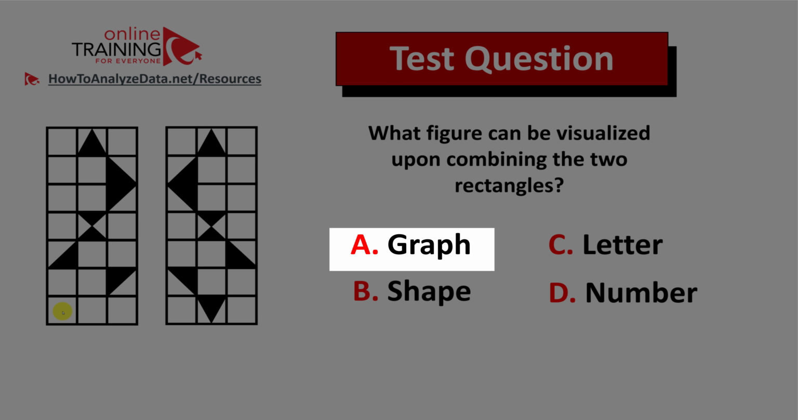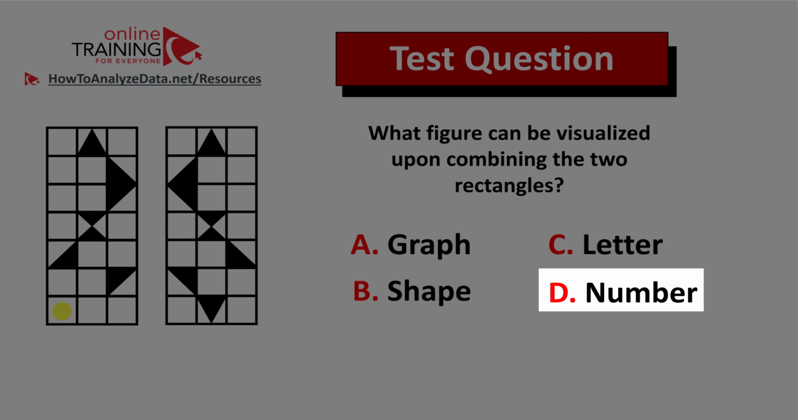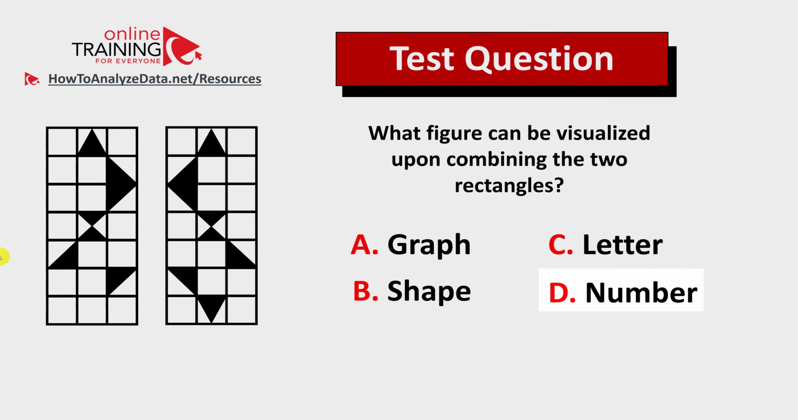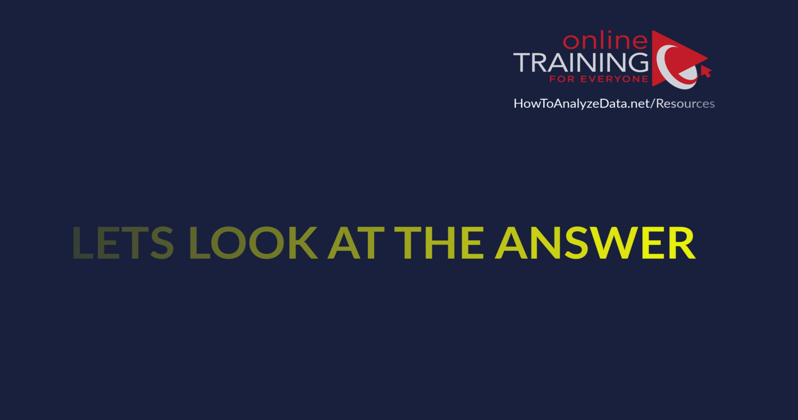Choice A, graph. Choice B, shape. Choice C, letter. And choice D, number. Do you see the answer? See if you can pause this video for 10 to 15 seconds to give yourself some time to figure out the answer. Did you figure out the solution?